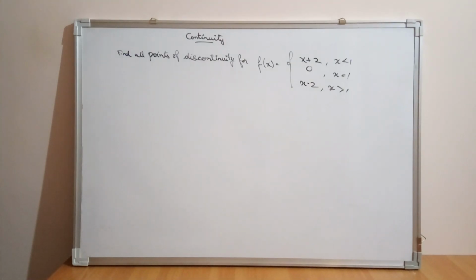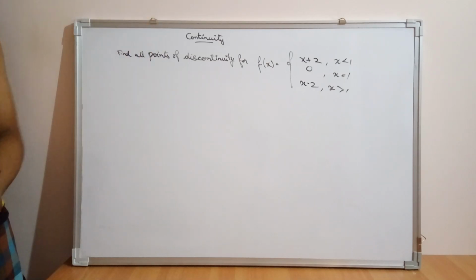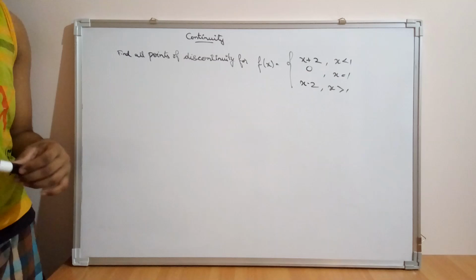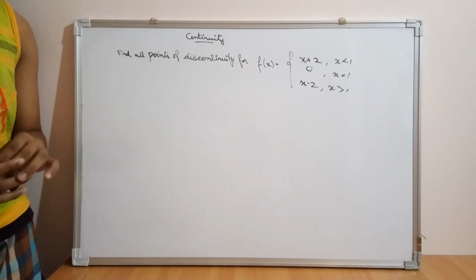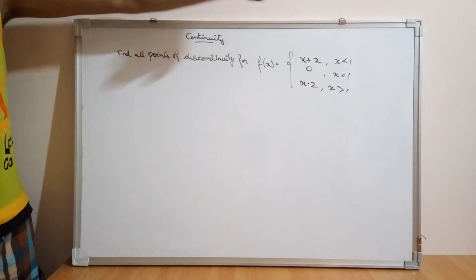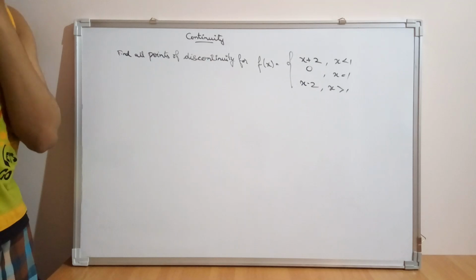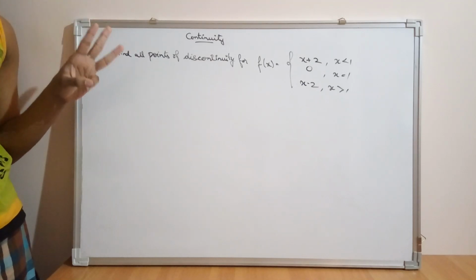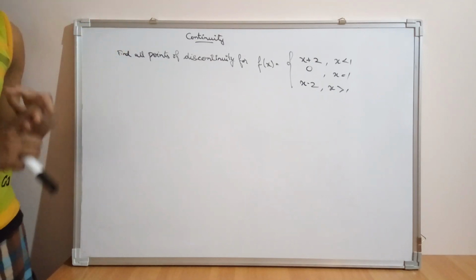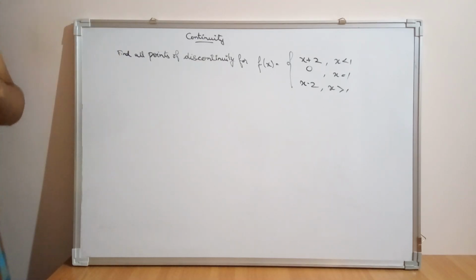Now we're going to start with one of the questions, that is find all the points of discontinuity for f of x is equal to this. This is given, that is x plus 2 when x is less than 1, 0 when x is equal to 1, and x minus 2 when x is greater than 1. There are three parts of the function. So we can just imagine how it could be.